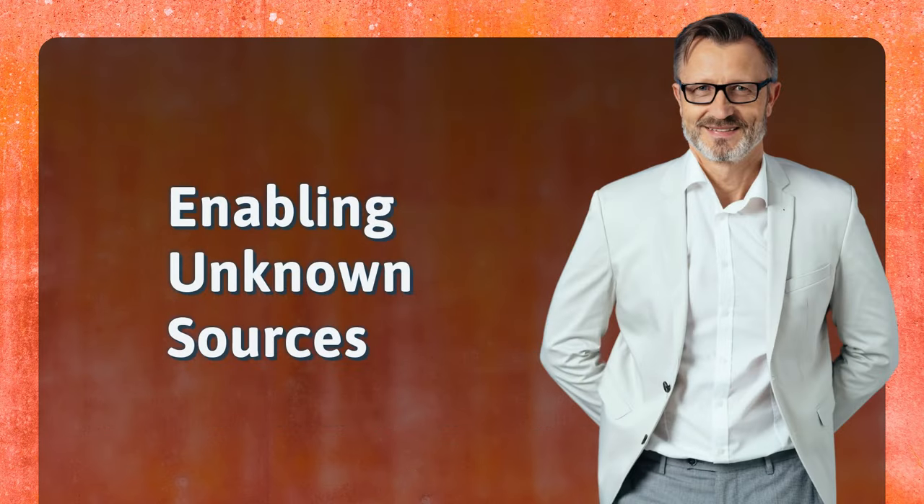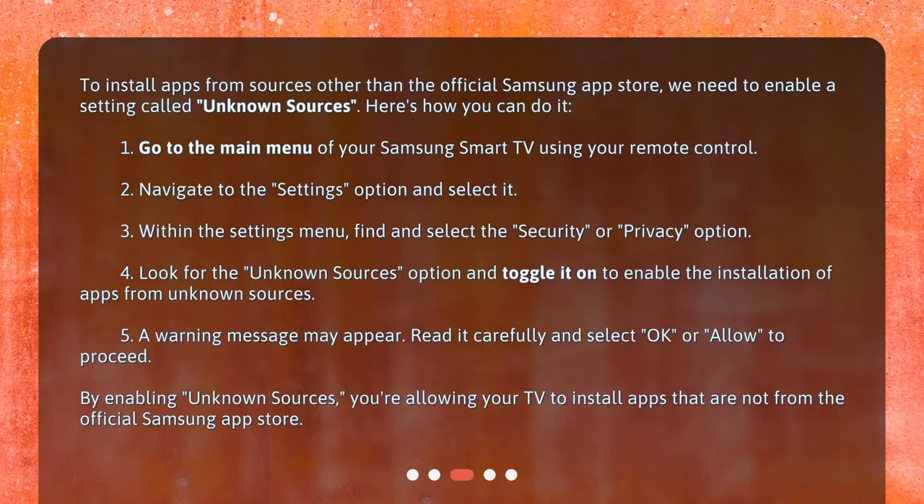Enabling unknown sources. To install apps from sources other than the official Samsung App Store, we need to enable a setting called Unknown Sources. Here's how you can do it.